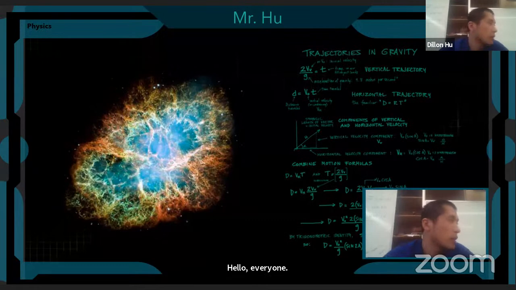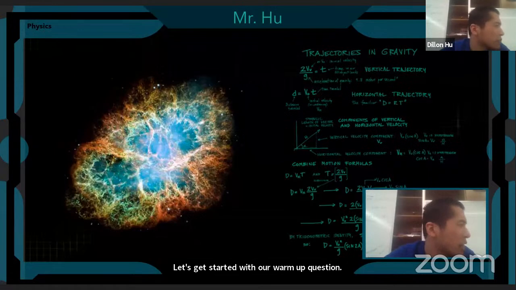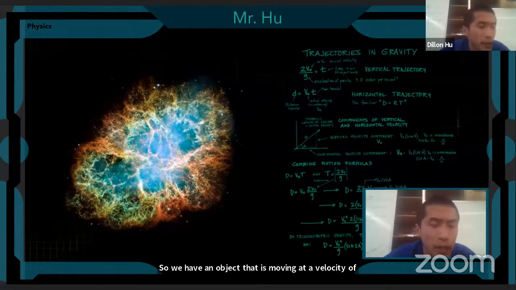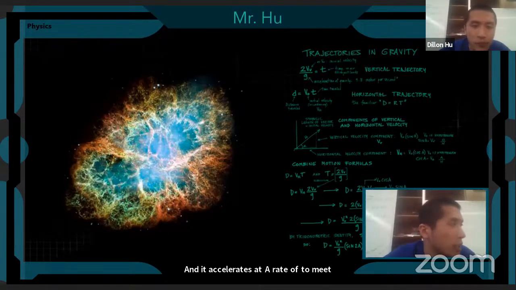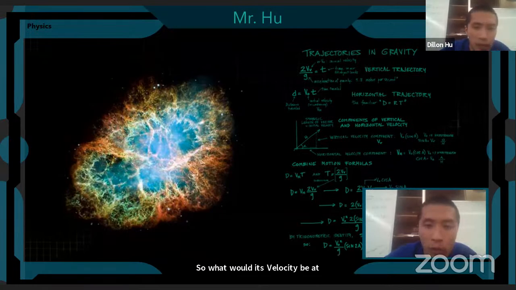So let's get started with our warm-up question. We have an object that is moving at a velocity of -4 meters per second, and it accelerates at a rate of 2 meters per second every second. So what would its velocity be at 10 seconds?